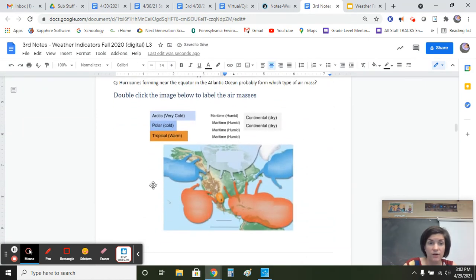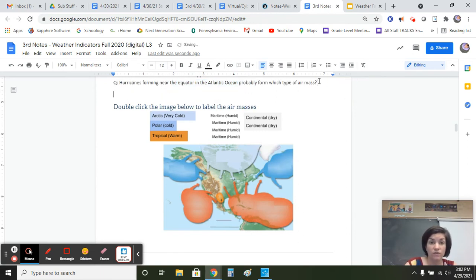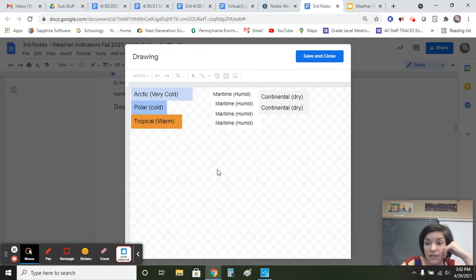All right, so now we're going to click and drag. So I guess we could answer this beforehand. Hurricanes forming near the equator in the Atlantic Ocean probably form what type of air mass? So if it's over the ocean, that's going to be maritime. And if it's near the equator, it's going to be tropical. And we abbreviate that maritime tropical. The humidity always comes first and then the temperature. All right, so let's double click here.